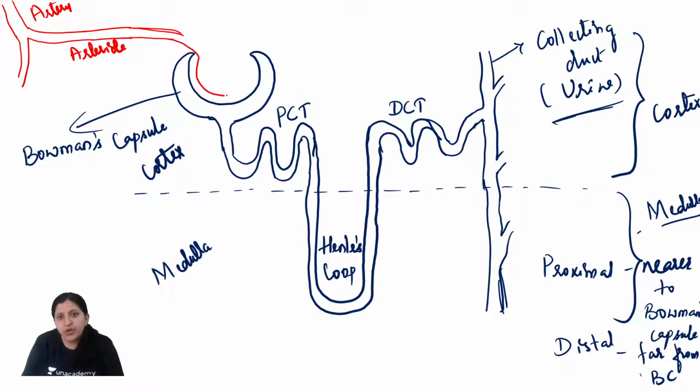So we will just draw it like this. Okay, so this is leaving again. Now since it is entering, we call this an afferent arteriole. It is called an afferent arteriole because it is entering the Bowman's capsule. So what will happen? There will be formation of these capillaries.